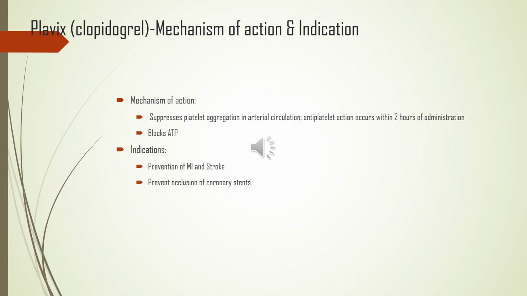Okay, mechanism of action and indications. We're going to give it to suppress platelet aggregation and arterial circulation. Antiplatelet action occurs within 2 hours of administration. So basically within 2 hours after receiving it is when you start really seeing it, the platelets are not going to be gathering. It blocks ATP. The indications are prevention of MI and stroke, and it prevents the occlusion of coronary stents. We already talked about it.